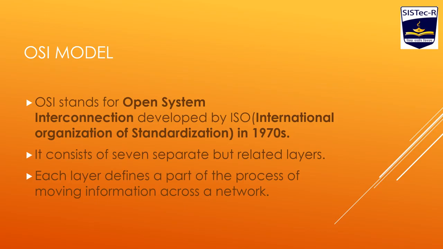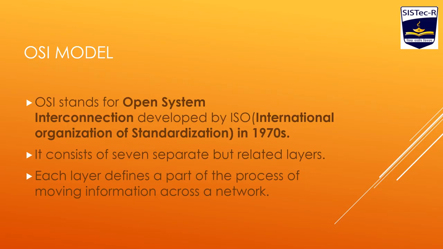So, the OSI model. OSI stands for Open System Interconnection, developed by the ISO organization in the 1970s. What is the meaning of open system? An open system is a set of protocols that allows any two different systems to communicate. OSI is used to understand the procedure of how one computer sends information or data to another computer in a computer network. It consists of 7 separate layers. OSI has 7 layers, and they are separate but related to each other.